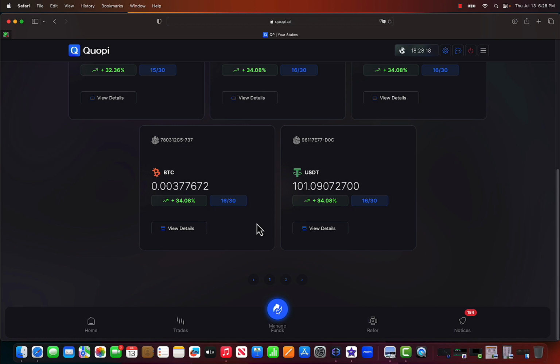We'll go down to our last two, and both of these have been staked for 16 days. The one on the left is Bitcoin. The one on the right is US dollar tether. I like to click on the US dollar tether ones because it's very easy to see how much money has been made. This one has been staked at $101 for 16 days.